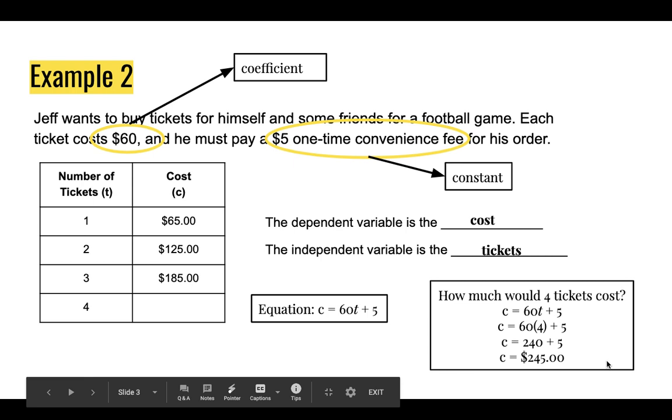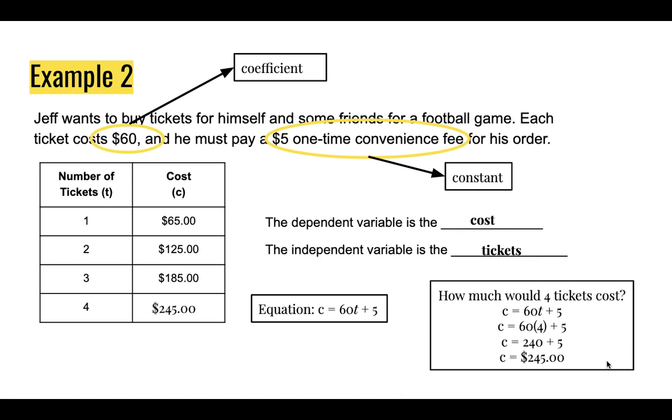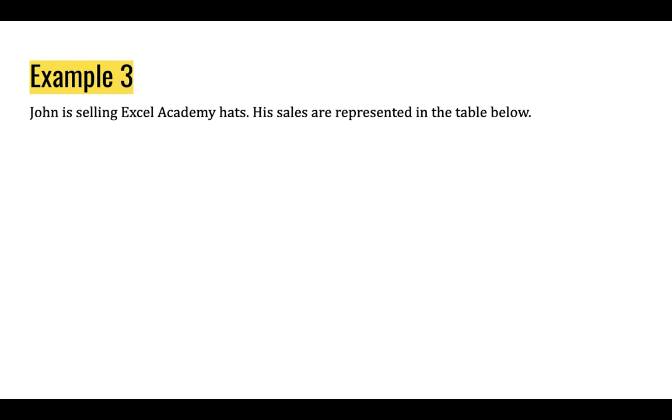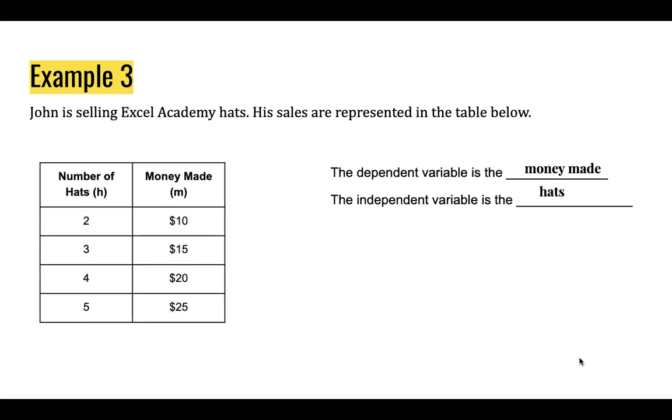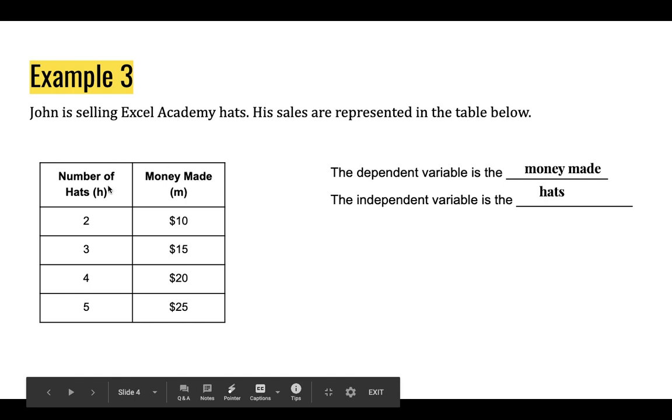$245. Let's look at one more example together. John is selling Excel Academy hats. His sales are represented in the table below. Before we take a look at that table, let's just think about this. So our dependent variable is going to be the money made, and the independent variable is going to be the hats because the amount of money that I make depends on the number of hats sold.